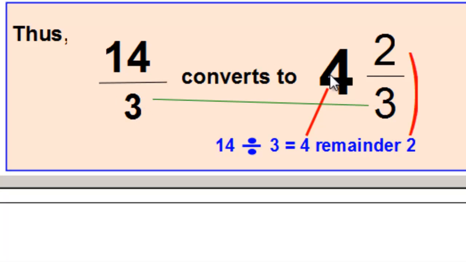Let's look at that some more here. 14 divided by 3 is 4. That's the 4 will be the integer component. Remainder 2. And the 2 will be the numerator of the fraction. Okay, and then the denominator here will be the same as the denominator here. They're the same denominator. So 14 over 3 becomes 4 2/3.